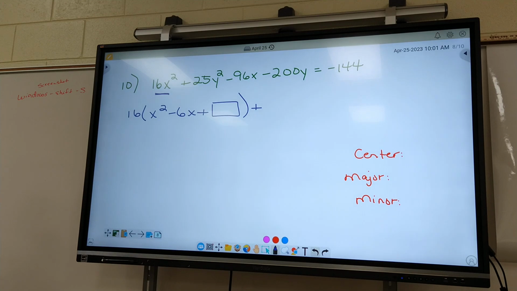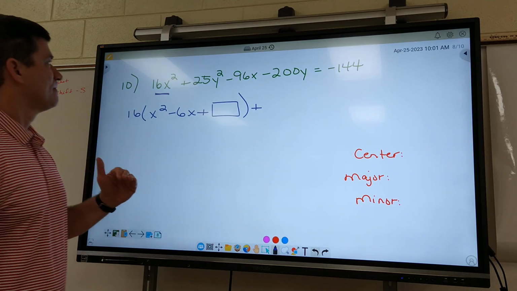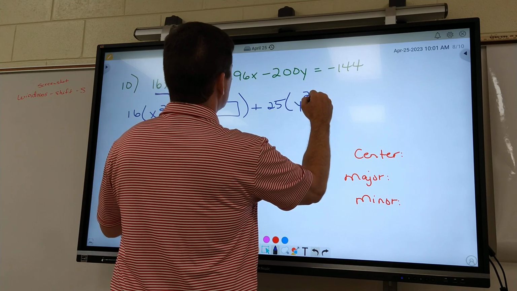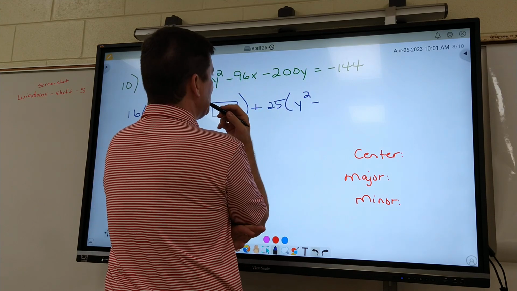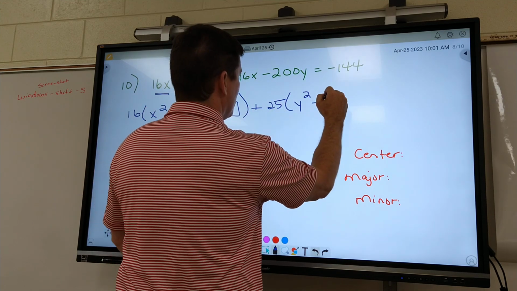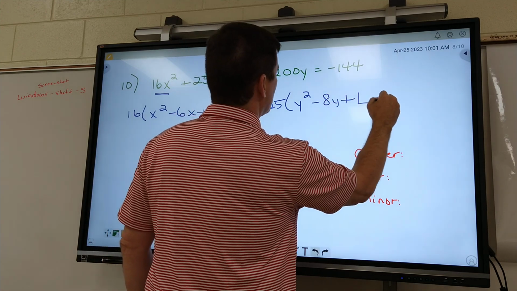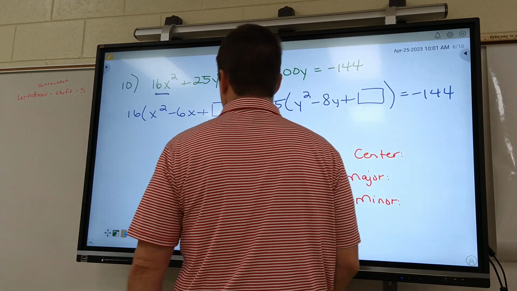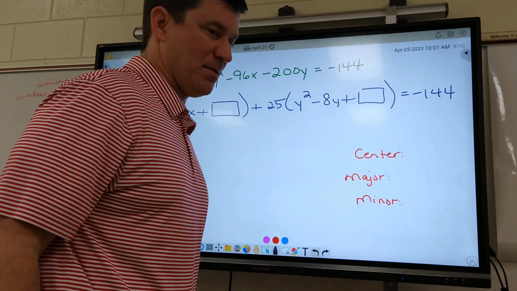Okay, what do we divide our y group by? 25. So I got 25, got my y squared. 200 divided by 25 is 8. Is that correct? In my box. And it equals negative 144. All right, I'm going to stop. See if y'all can do the next step by yourself.